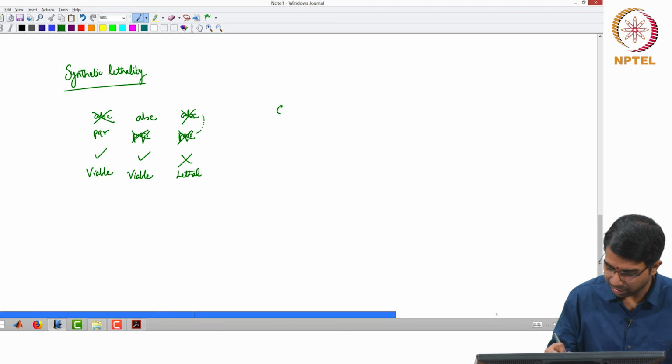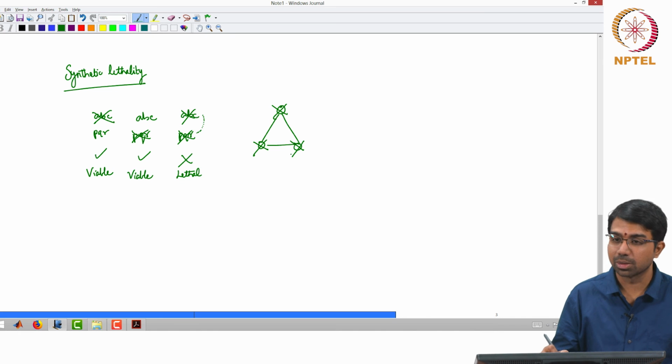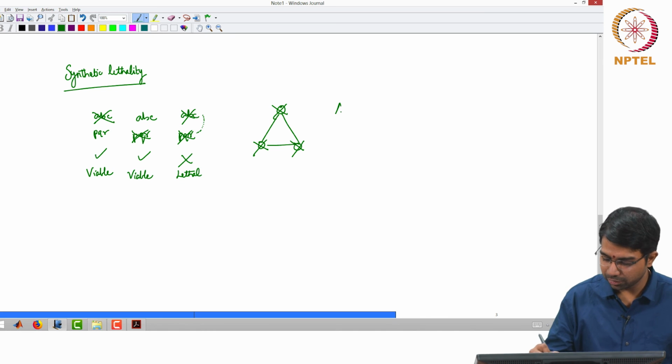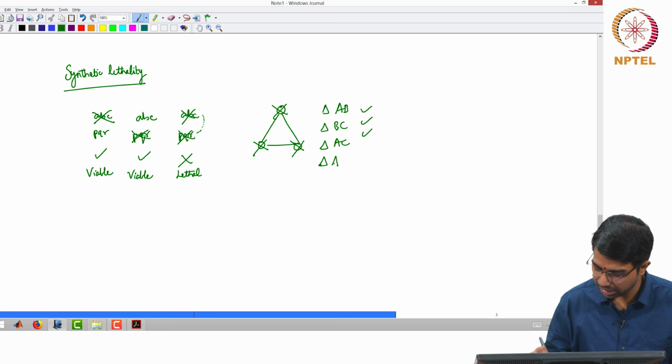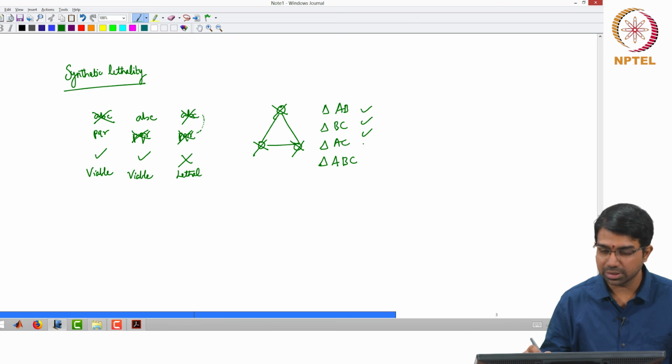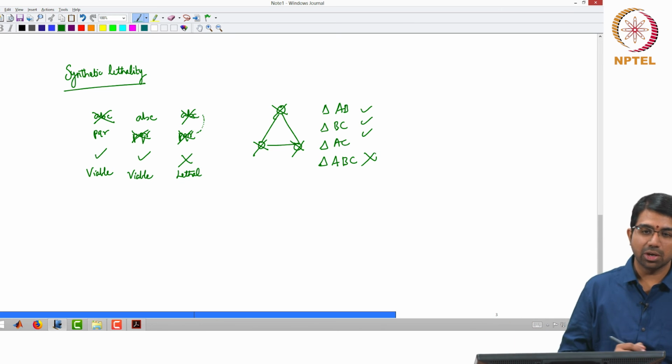You can also have higher levels of such interactions, right. So, you remove this, nothing happens, you remove this, nothing happens, but if you remove this also, the cell dies, right. You remove any pair, you remove AB, BC or AC, the cell survives, but when you remove A, B, C, all 3 genes, the cell dies, right. These are higher levels of synthetic lethality.